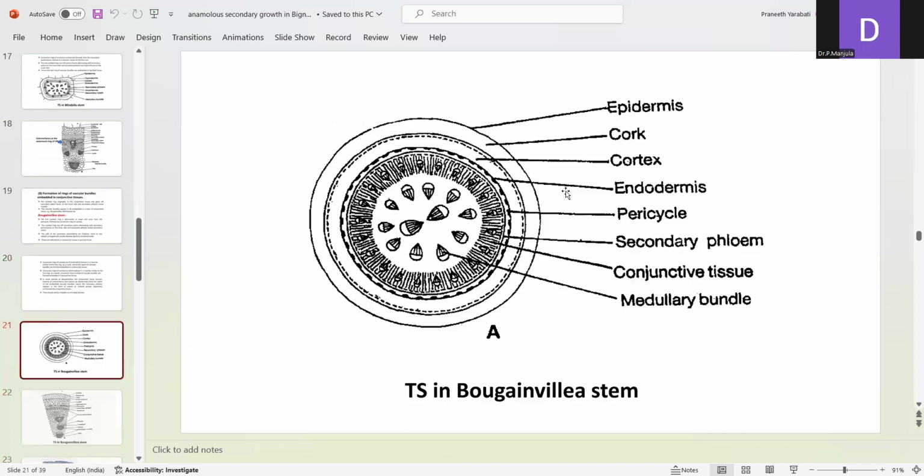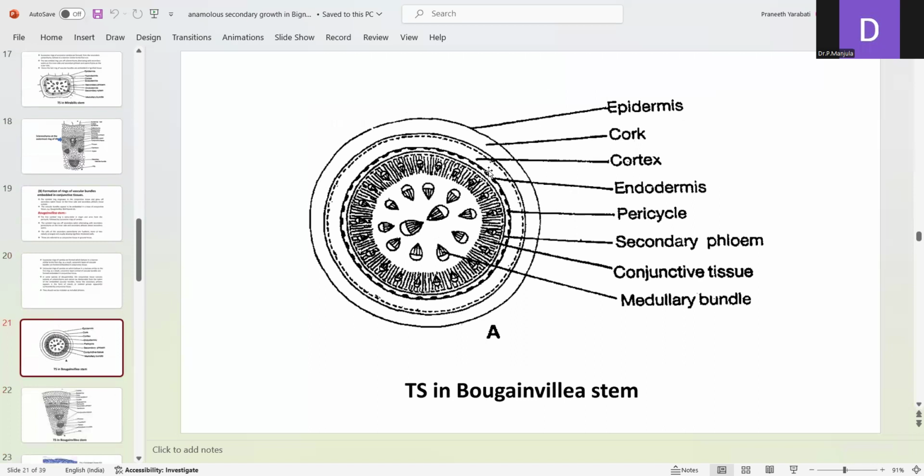So this is a bougainvillea stem. Here we see the outer epidermis, cortex, endodermis, and phloem. The vascular bundles present in the medulla region are called medullary bundles. Here this is the conjunctive tissue, made up of sclerenchymatous cells. In between these vascular bundles, the tissue called conjunctive tissue is made up of sclerenchyma.